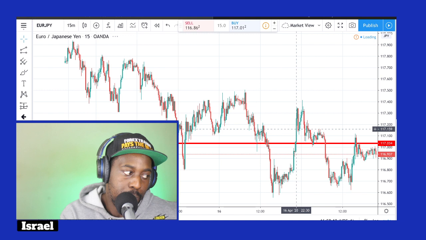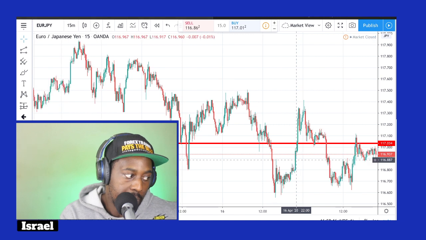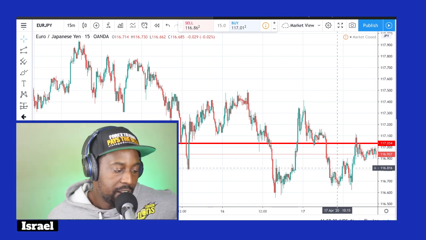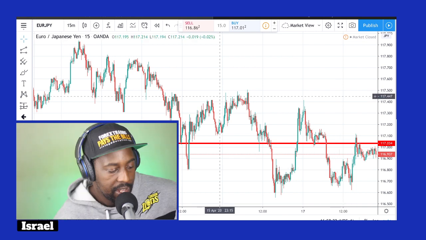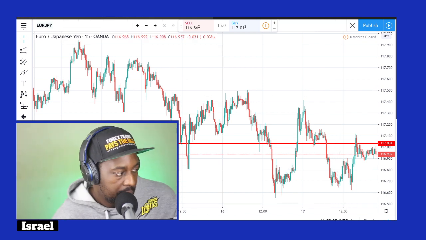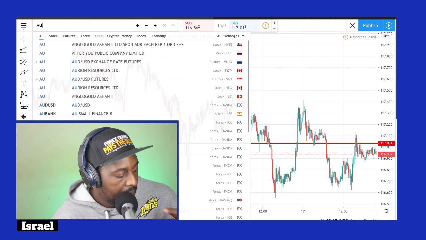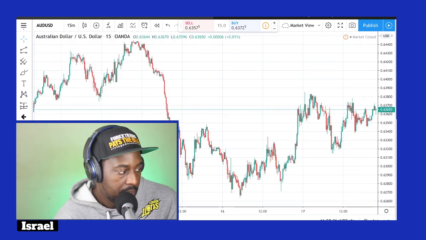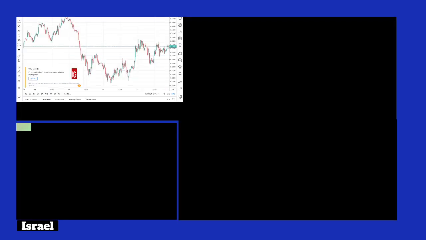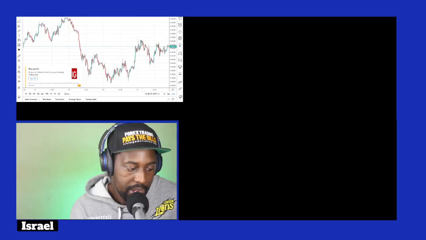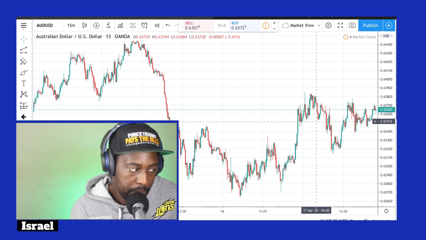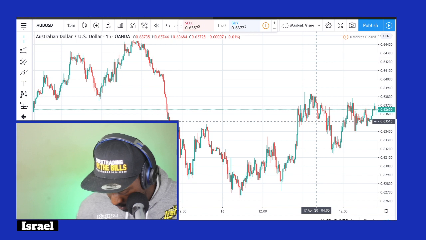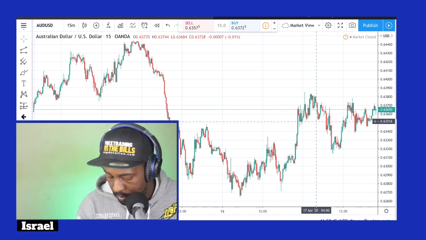Okay, so let's look at another currency. This is euro yen. Let's look at the Aussie, the Australian dollar against the US dollar, right? And let's see what price is doing here. Cool. So this is the Australian dollar.